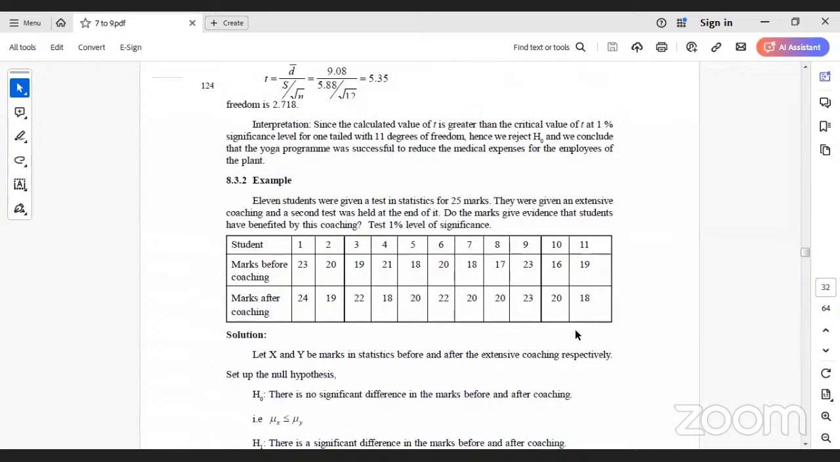Here we have 1, 2, 3, 4, 5, 6, 7, 8, 9, 10, 11 students. The marks are 23, 22, 20, 19, 21, 18, 20, 18, 17, 23, 16, 19, 24, 19, 22, 18, 20, 22, 22, 20, 30, 23, 20, 18.